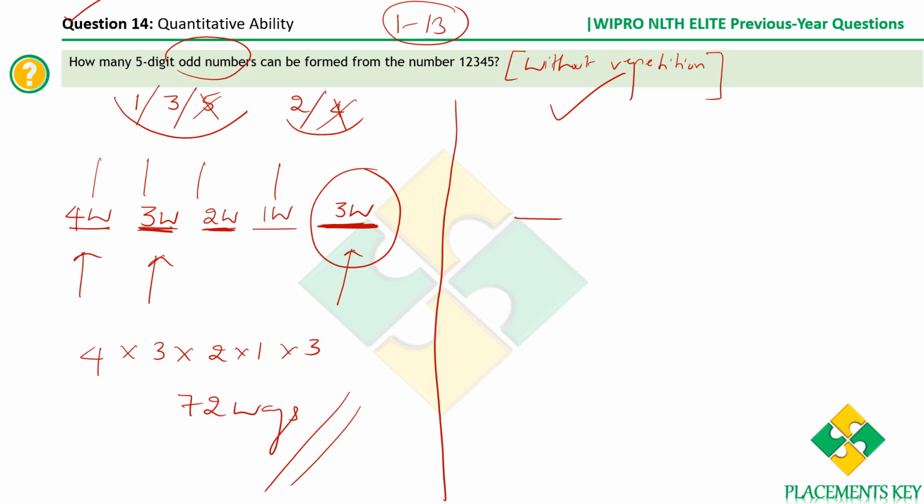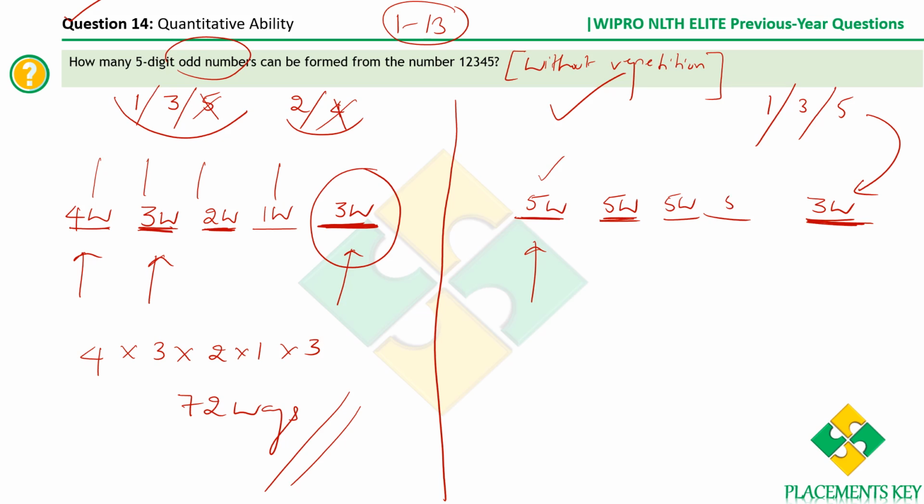1, 2, 3, 4 and 5. This can be filled in how many ways now? Same, 3 ways. Either 1 or 3 or 5 can come in this position. Now the first blank can be filled in how many ways? Is it 4 ways or 5 ways? It is 5 ways, because whatever digit comes here, the same digit can repeat here, since repetition of digits is allowed. So this can be filled in 5 ways, and irrespective of what comes in the first and the last position, this can also be filled in 5 ways. Similarly, this in 5 ways, this in 5 ways.